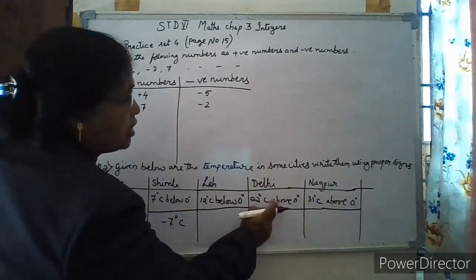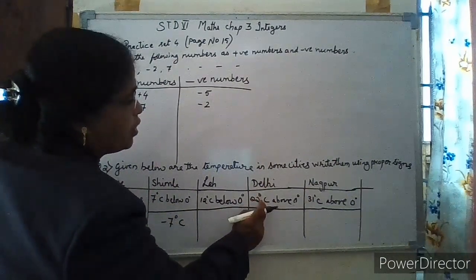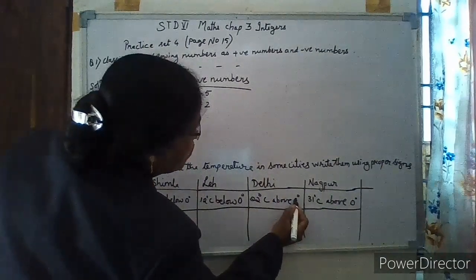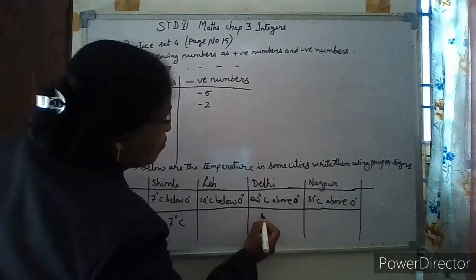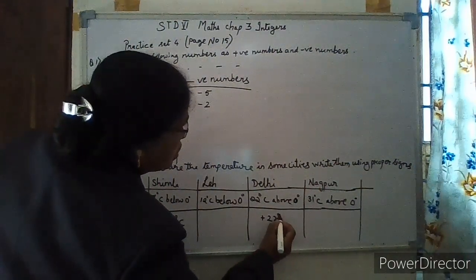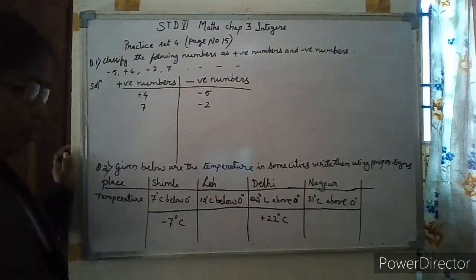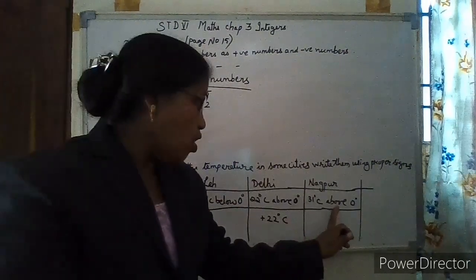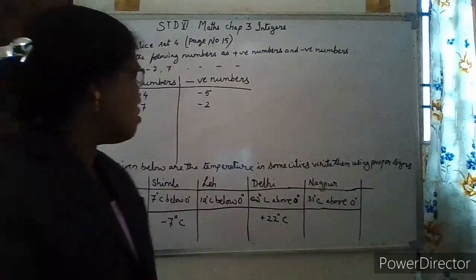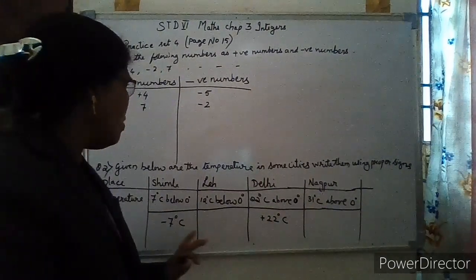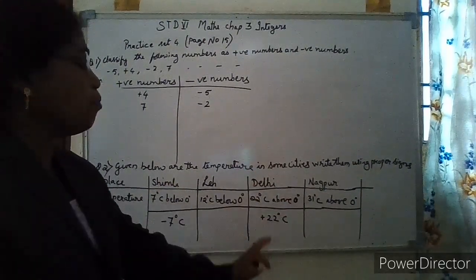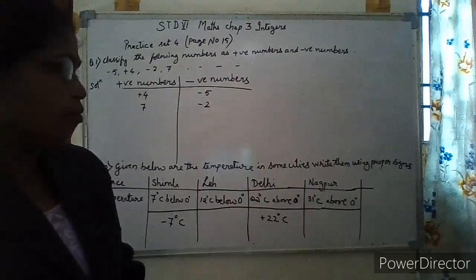Here, temperature of Delhi is 22 degrees centigrade above 0 degree. So when it is above 0 degree, then we write it as plus 22 degrees centigrade. In this way, here also above 0 degree means it is plus 31 degrees centigrade. In this way, use the symbol and write the temperature of the given places and complete this question.